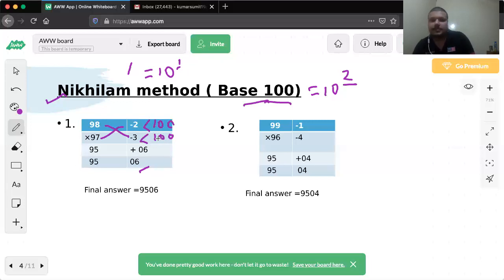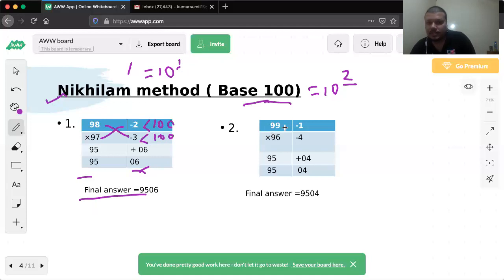Fine. Easy. Now let's see. On the LHS, we have 95. On the RHS, we have 06. We combine both, and we get the final answer, 9506. It is that simple, guys. You don't need to worry about that at all. Fine. Now let's see another example.